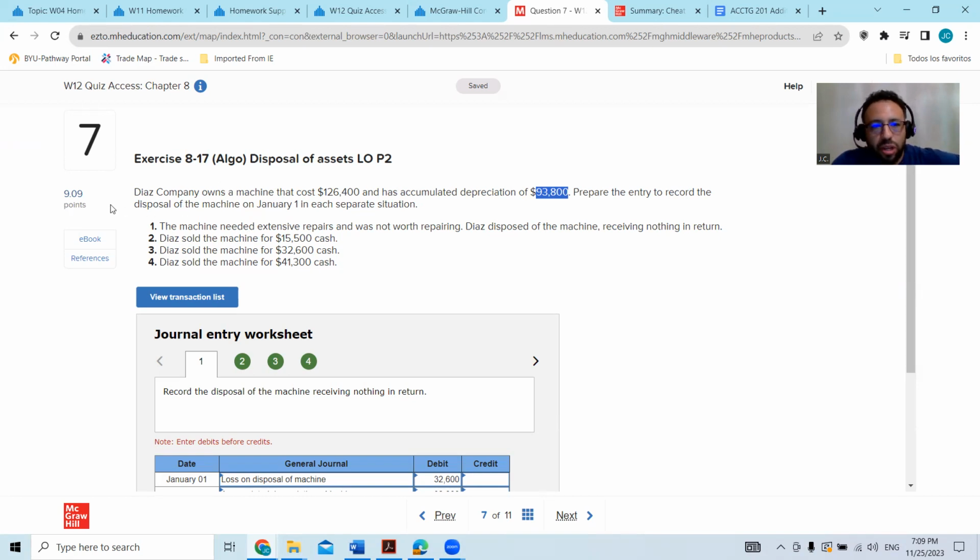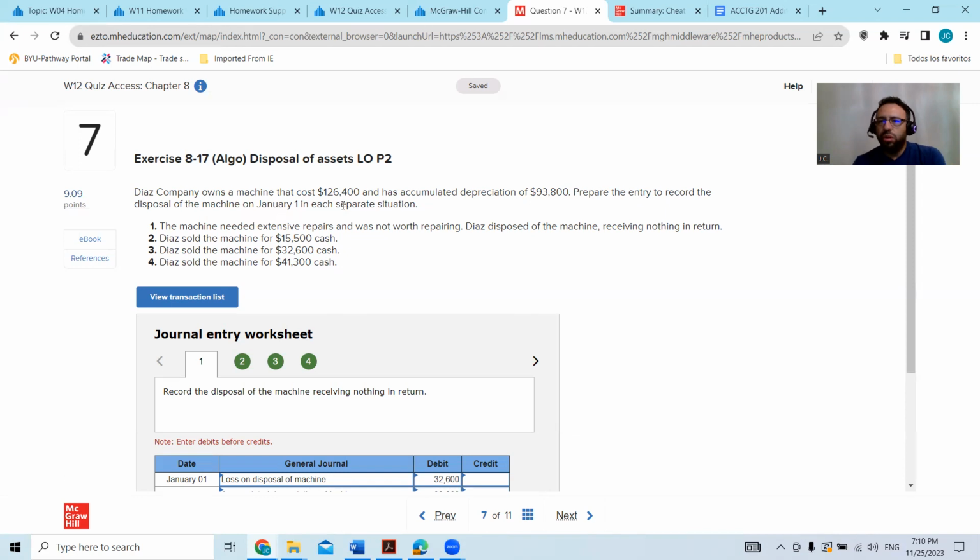Anyways, so we're solving problem number 7 from the quiz for week 12. It says Diaz Company owns a machine that costs $126,400 and has accumulated depreciation of $93,800. Prepare the entry to record the disposal of the machine on January 1st in each separate situation.